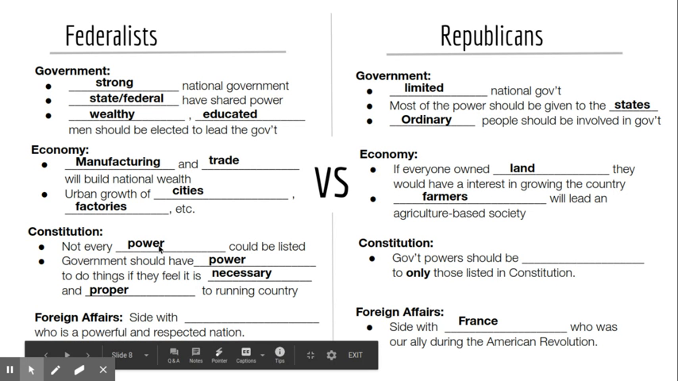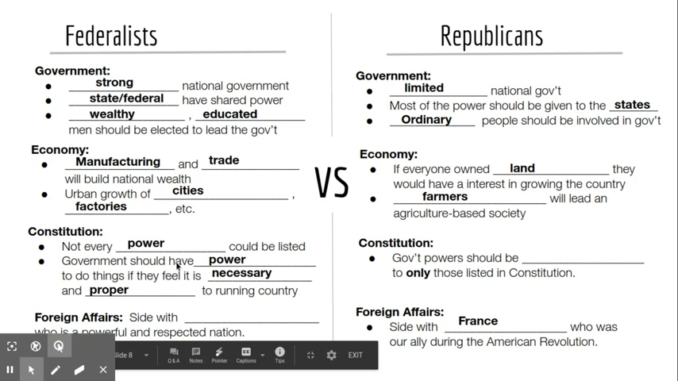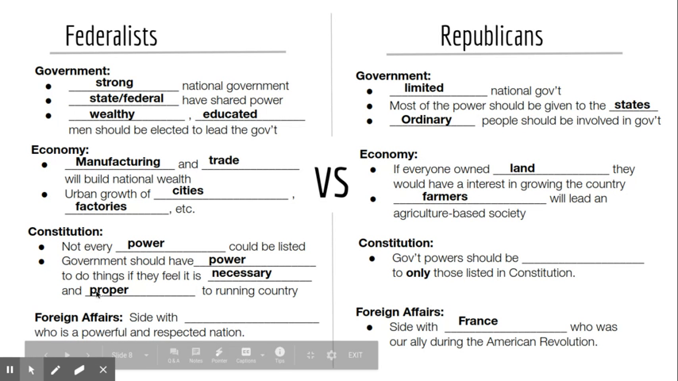So not every power could be listed in the Constitution, meaning let's say it doesn't say in the Constitution that on Fridays everyone should get off at 3 o'clock in the afternoon. It's not said in the Constitution. Federalists believe that, okay, if it doesn't say that in the Constitution, we can still do that though. If the government should have that power, and that is something necessary and proper to running the country and protecting the country, then that's just what should happen.